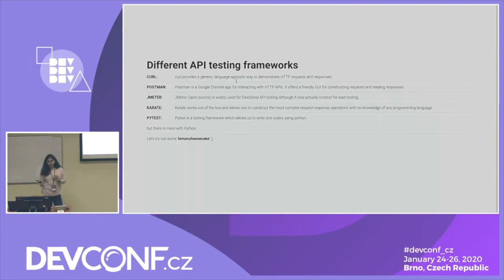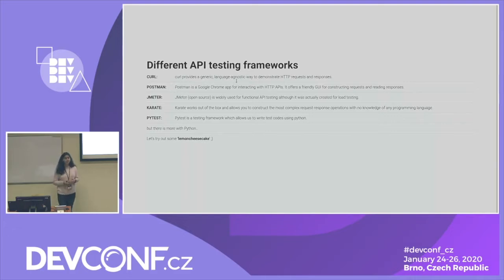It's a Google Chrome app for interacting with the HTTP APIs. It gives you a very friendly GUI for constructing the requests and reading responses. JMeter is a very widely used open source tool for API testing, though originally it was created for load testing, but it's very widely used for API testing.